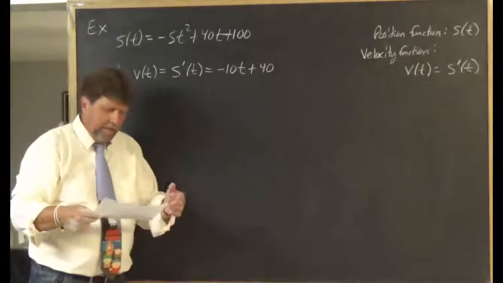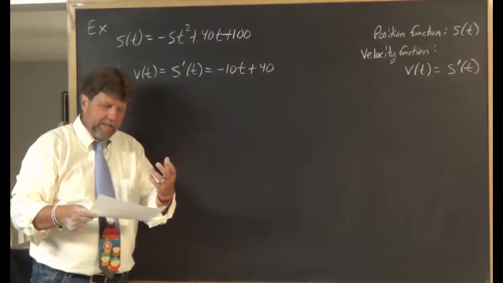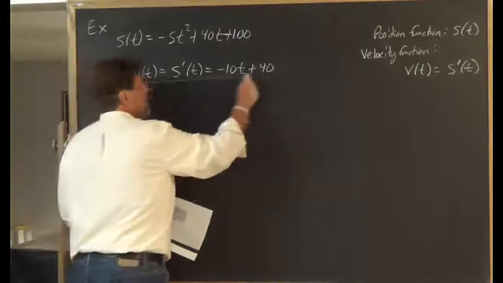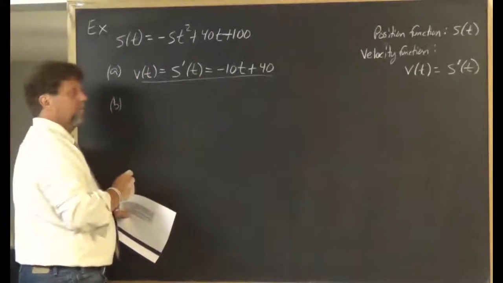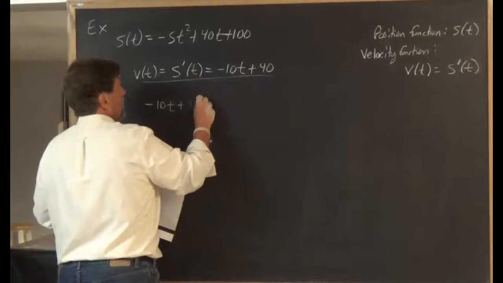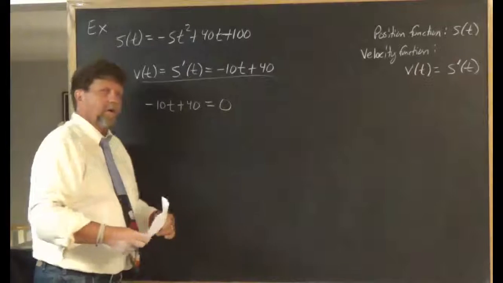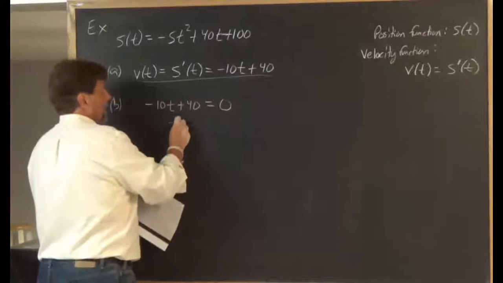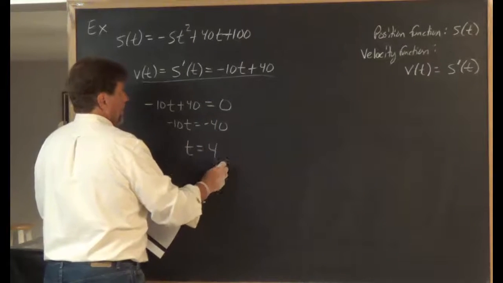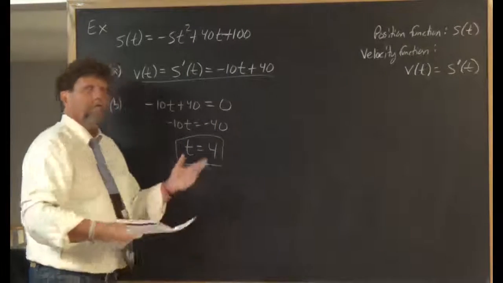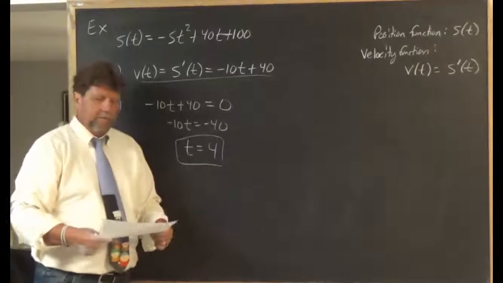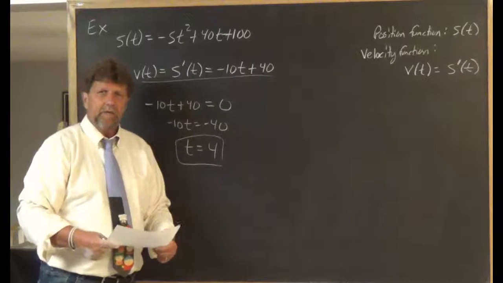Then folks, in part B, it says at what time is the instantaneous velocity 0? So at what time does velocity equal 0? Well, just take the velocity function, set it equal to 0, and solve for t. And if you do that, you get t is 4, 4 seconds. So that's it for this example. Let's head back to the slides and see what's next.